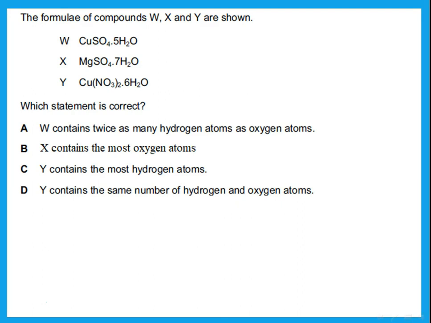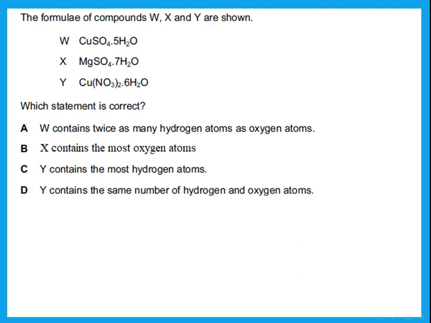Okay, the formulas of compounds W, X, and Y are shown. Which statement is correct? Again, let's take a look at each of them. He says W contains twice as many hydrogen atoms as oxygen atoms. W has how many hydrogen atoms? It has 10. Now, how many oxygen atoms? It has 4 plus 5, and that's 9. So this statement is wrong.